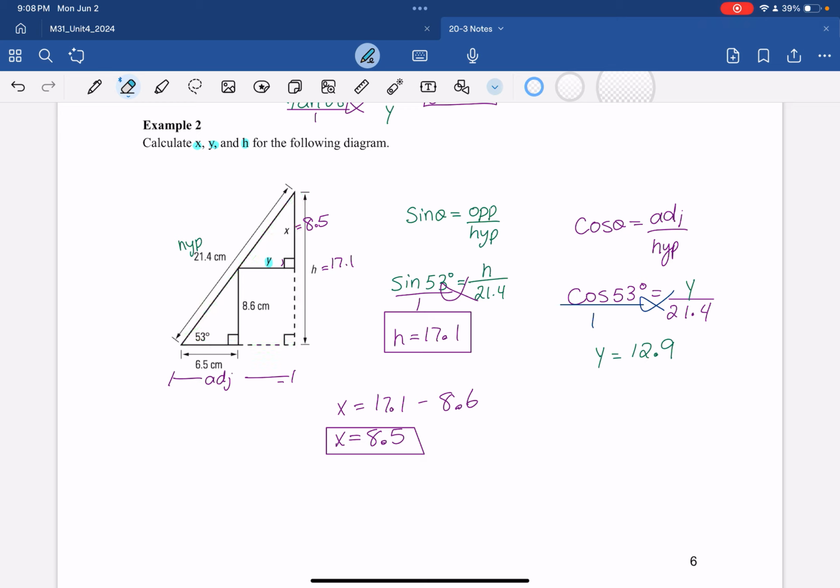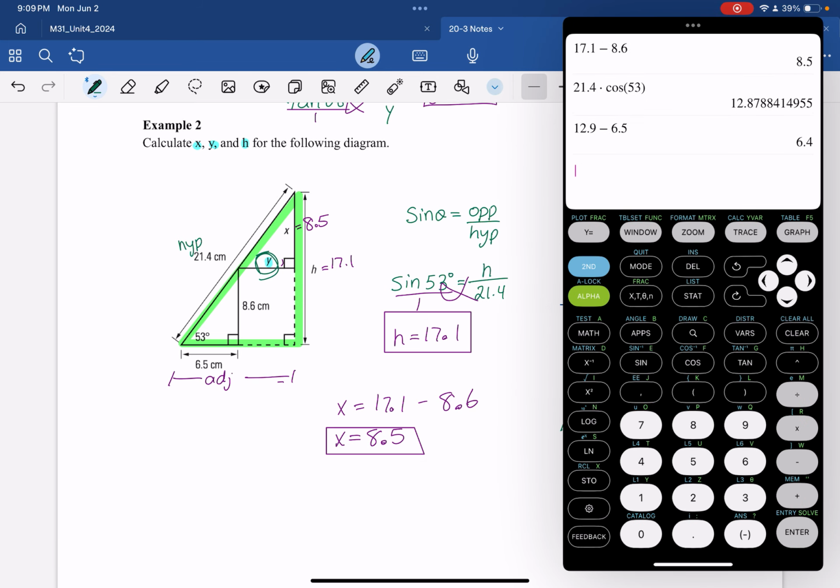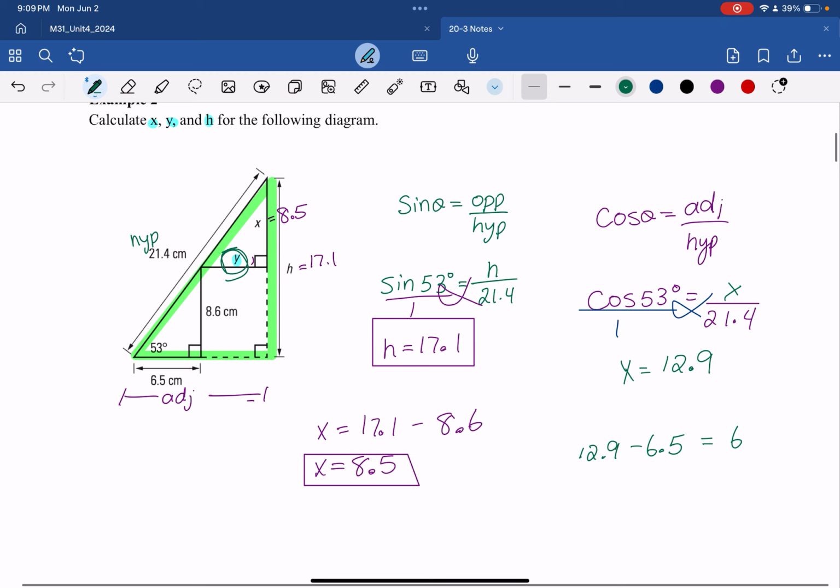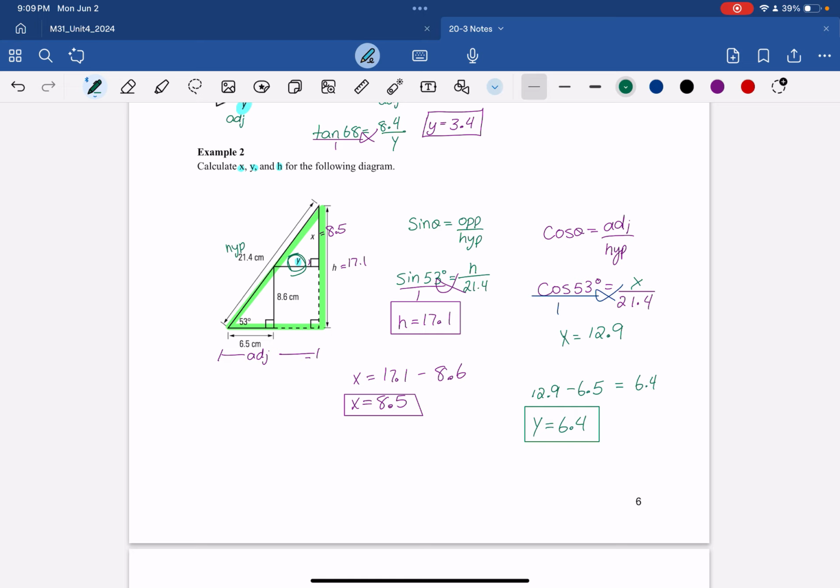No, it's actually not y because y is a part of it. We'll just leave that as x for now. So if I want to figure out what just y is, I'm going to take the 12.9 minus 6.5. Okay, so 12.9 minus 6.5, and we get 6.4. So y is equal to 6.4. So now we have all of the information that it's asking us for.